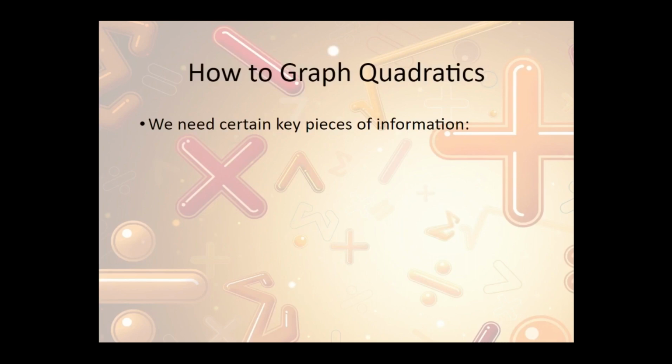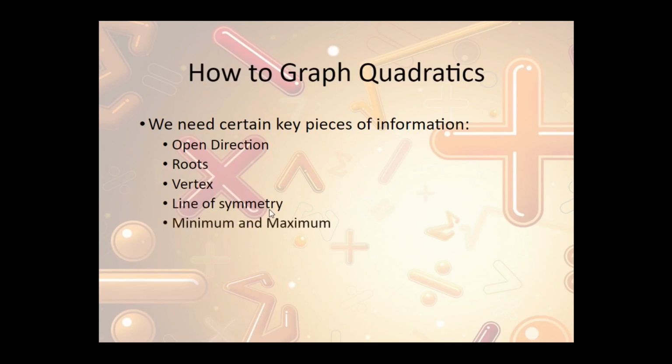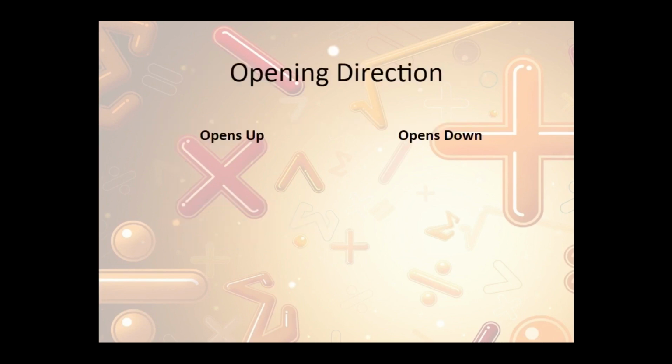Well, we need certain key pieces of information. The first one is, what direction does it open? So is it starting by going down and then coming back up, or is it starting by going up and then coming back down? So we need to know which direction it opens. We need to know the roots. So where does it cross the x-axis? We need to know the vertex. We need to know the line of symmetry. So line of symmetry, it's going to form a perfect U-shape, so it's going to be the same distance from that line of symmetry on each side. So it should look like a perfect reflection. We need to know the maximum and minimum. We need to know the domain and range. So let's look at each of these components.